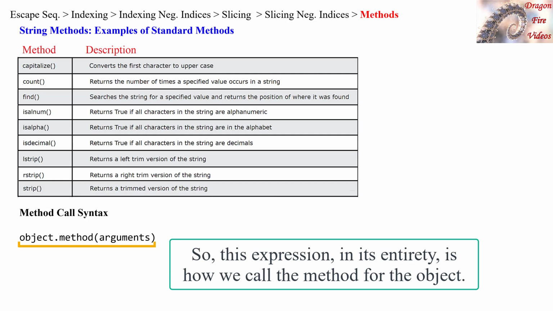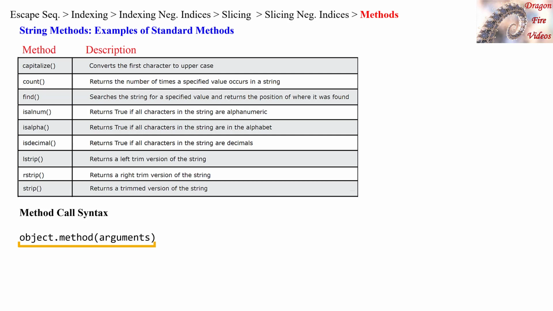We have object.method, that's the fetch, and when you put the parentheses and the argument list, or you just have the empty parentheses, that's the actual call or invocation of the method being applied to that object. So that's the basic syntax. Let's look at some examples of that.